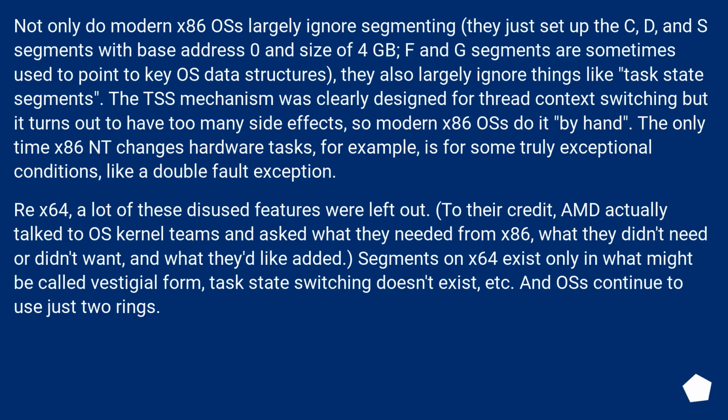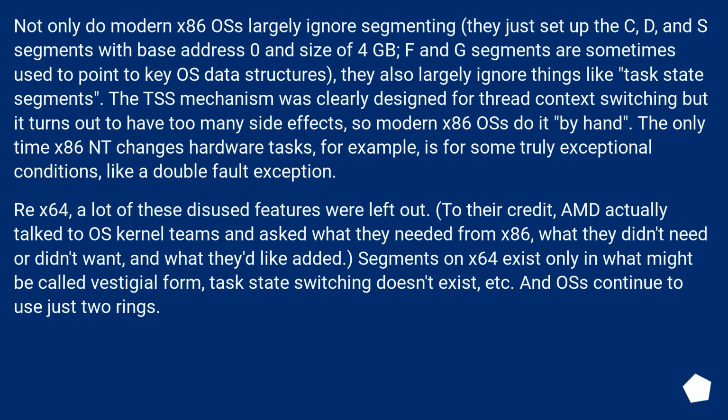Not only do modern x86 OSes largely ignore segmenting, they just set up the CS, DS, and SS segments with base address 0 and size of 4 GB. FS and GS segments are sometimes used to point to key OS data structures. They also largely ignore things like task state segments. The TSS mechanism was clearly designed for thread context switching, but it turns out to have too many side effects, so modern x86 OSes do it by hand. The only time x86 NT changes hardware tasks, for example, is for some truly exceptional conditions, like a double fault exception.